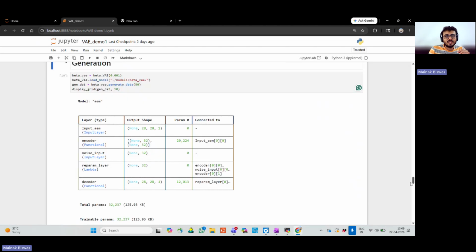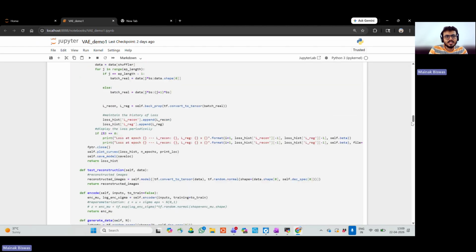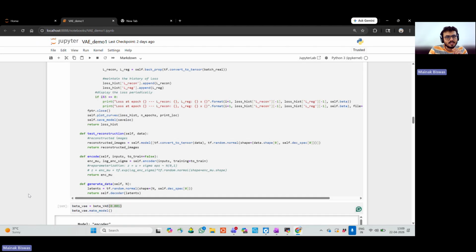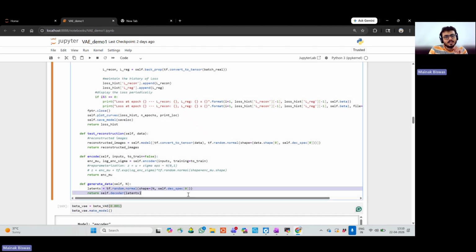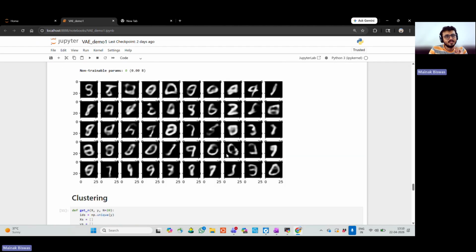Okay, so let us see the generation only for 10 to the power minus 3 then. I'll show you the generation code. How are we generating? We sample latents and then pass them through the decoder, right? This is all we do. And then you can see the generation. These are automatically generated novel features generated from the data, and you can see the generation quality is really very high.